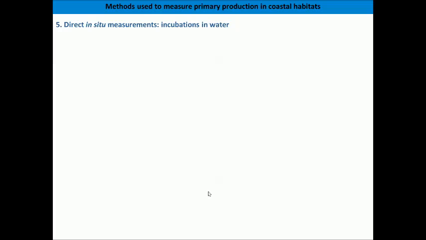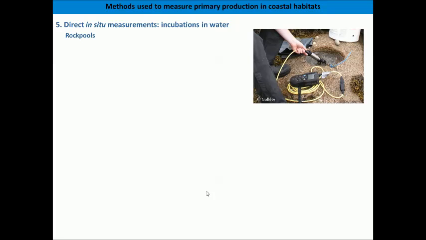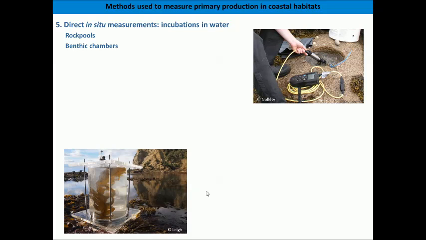Finally, a more direct approach is direct in situ measurements, where you can use first incubations in water, either by using rock pools as your incubating medium, or benthic chambers. This is a benthic chamber developed by a team in New Zealand, where in the intertidal they can install their chamber at low tide and then carry out their measurement throughout the high tide.